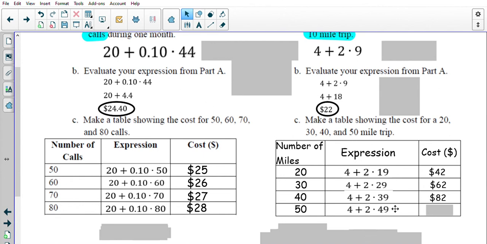2 times 49 is going to get us 98. 98 plus 4 is 102. You notice a pattern here in your total cost as well.